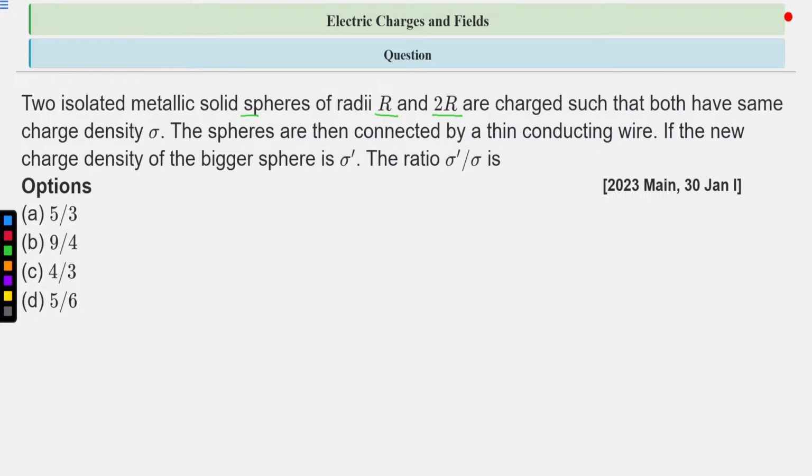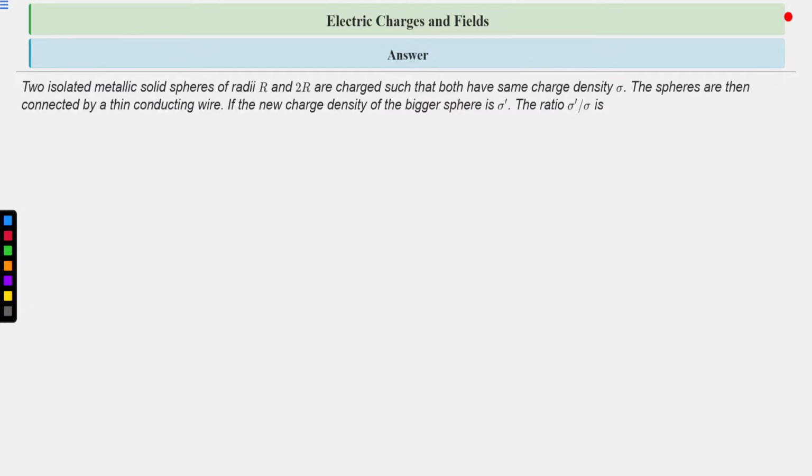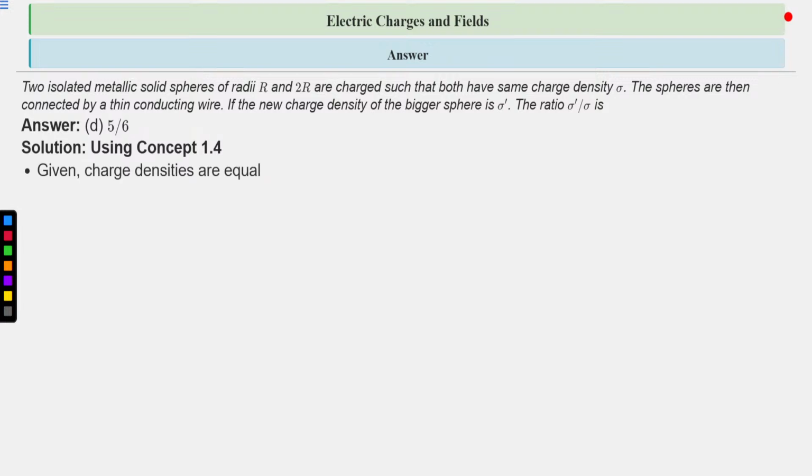So I will give you some time to review the question. Okay, so the answer is fourth option, which is 5 by 6. So let's come to the solution. Using concept 1.4, given charge densities are equal. We are given that charge densities of both the spheres are equal.